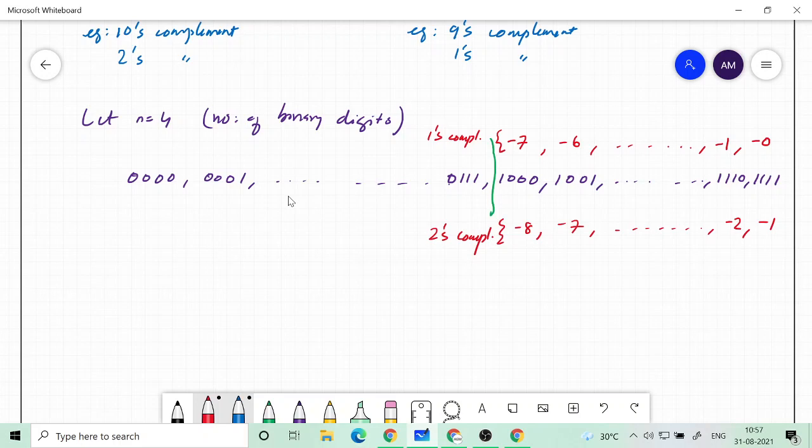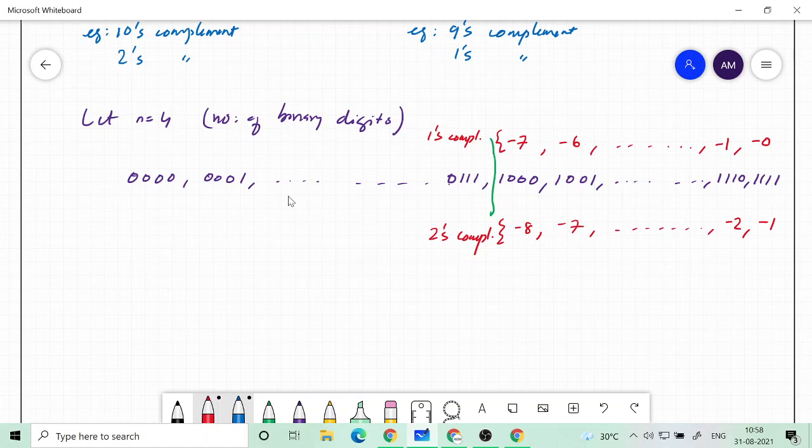So we have 4 bits. We have taken n equal to 4. So there are 4 bits in the binary number, and we can have 16 combinations possible. Out of that, the first half, that is from 0 0 0 0 to 0 1 1 1, corresponding to 7, are treated as positive numbers, just like that. And then all the numbers with the MSB as 1 are treated as negative numbers.